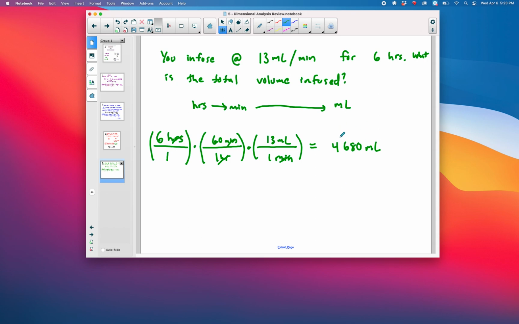Now, if I had asked for this in liters, all that does is add another arrow. I can add another multiplication here, and there are 1,000 milliliters in 1 liter. All that's going to do to my answer is move the decimal place over. So it would be 6 times 60 times 13, which is 4,680, divided by 1,000, which is 4.68 liters. There we go. Liters is what's left.